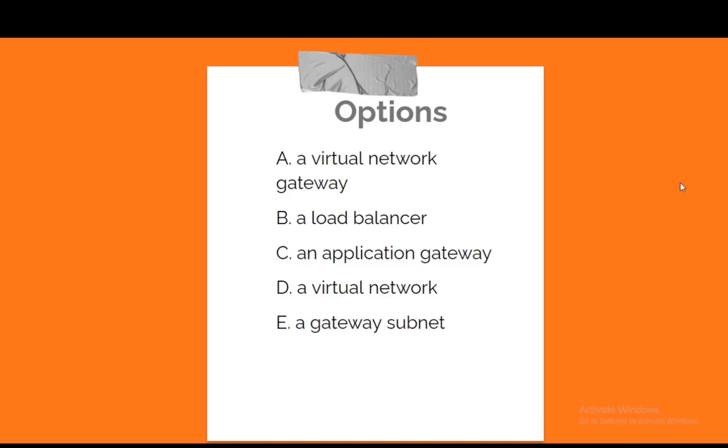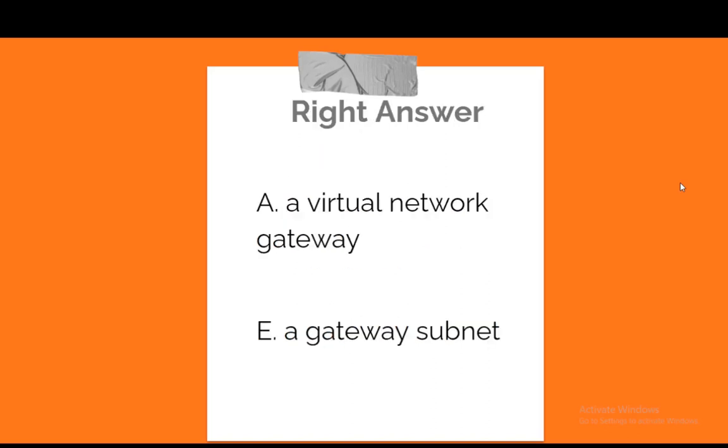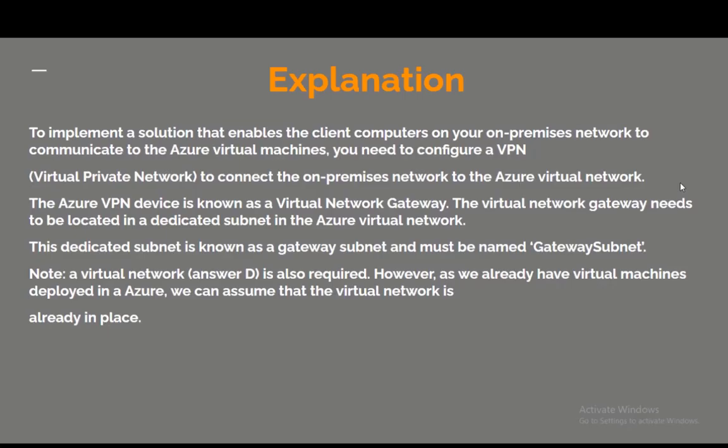Explanation: To implement a solution that enables the client computers on your on-premises network to communicate to the Azure virtual machines, you need to configure a VPN, virtual private network, to connect the on-premises network to the Azure virtual network. The Azure VPN device is known as a virtual network gateway. The virtual network gateway needs to be located in a dedicated subnet in the Azure virtual network. This dedicated subnet is known as the gateway subnet and must be named GatewaySubnet.